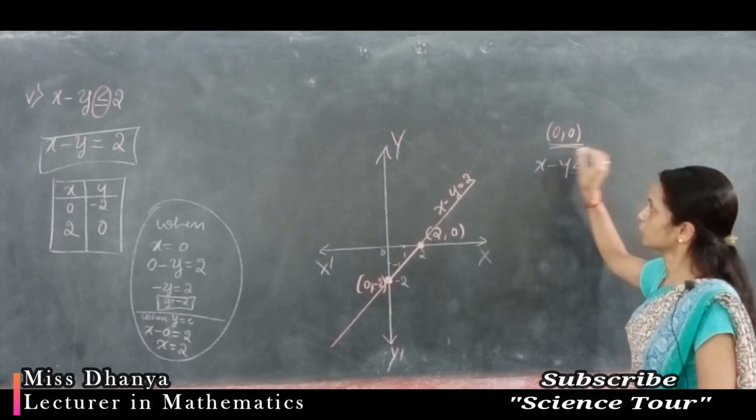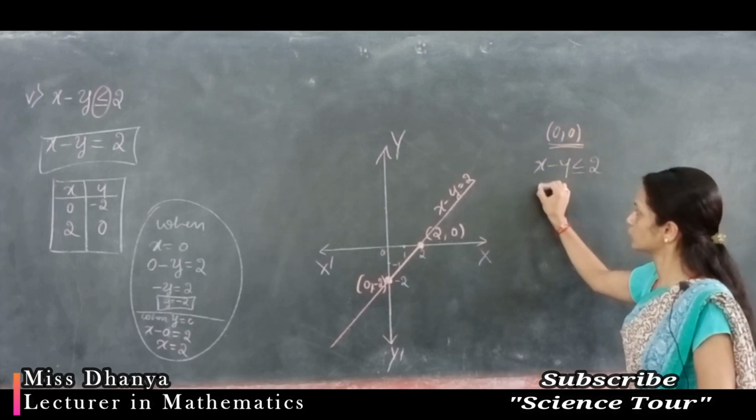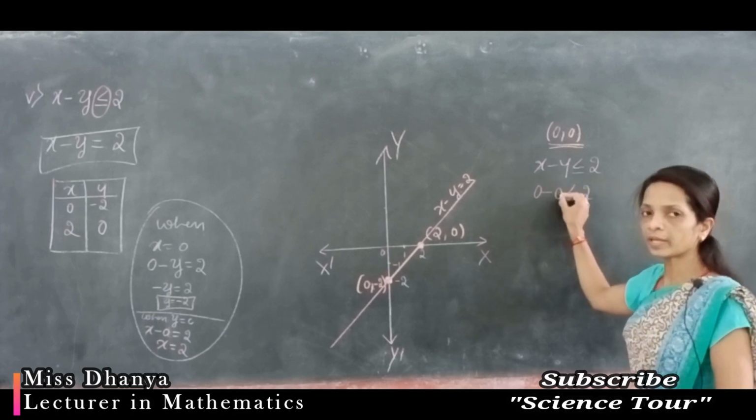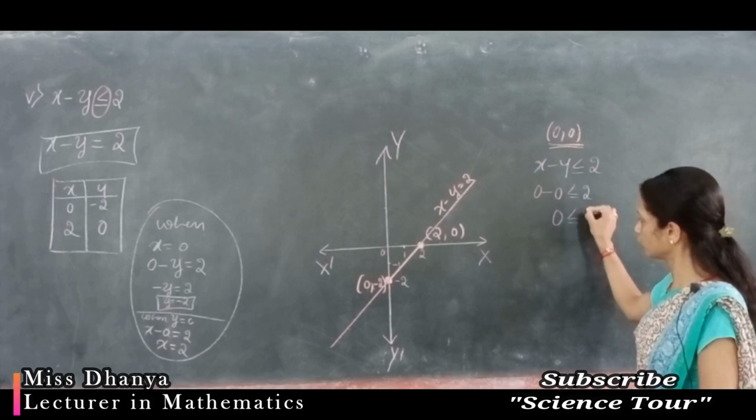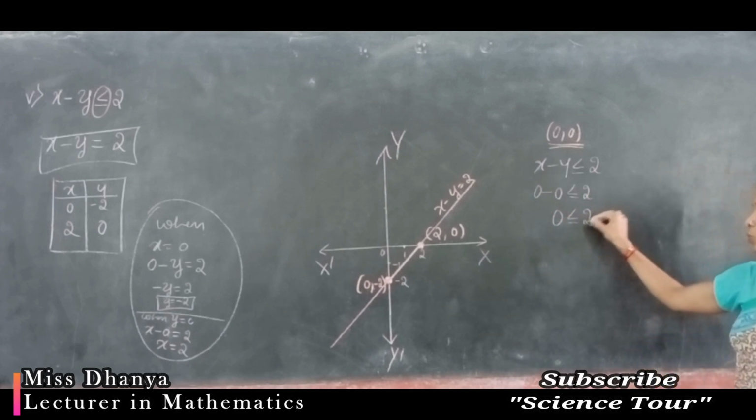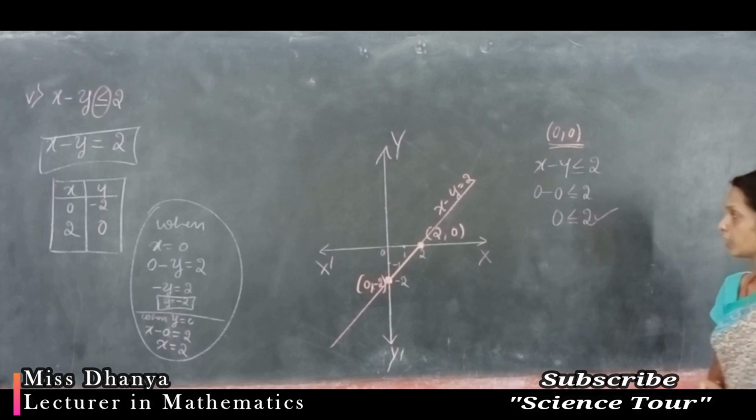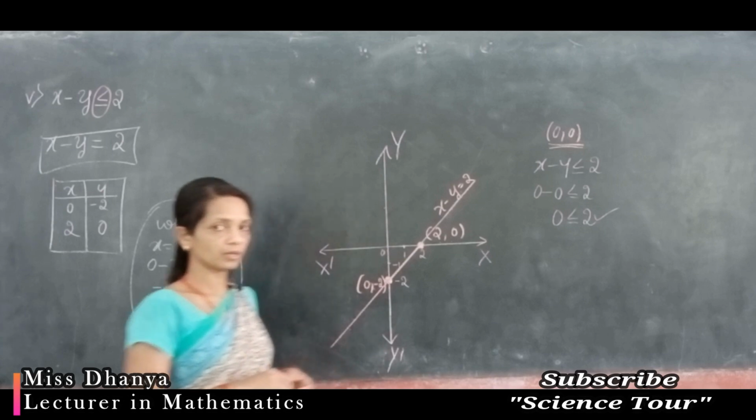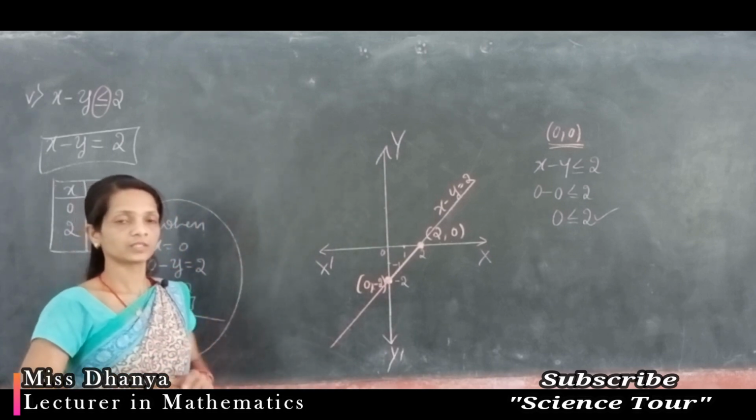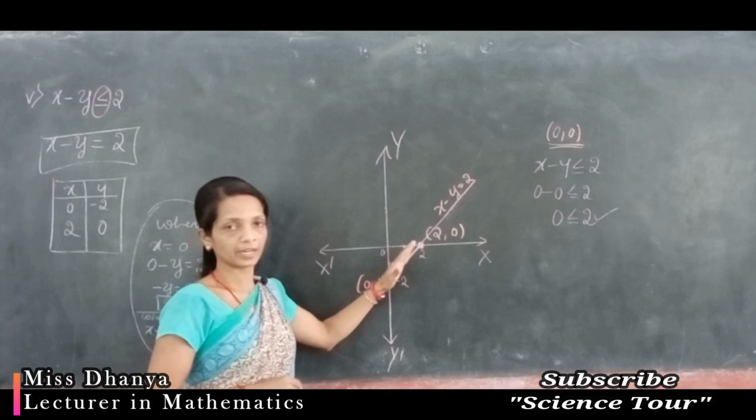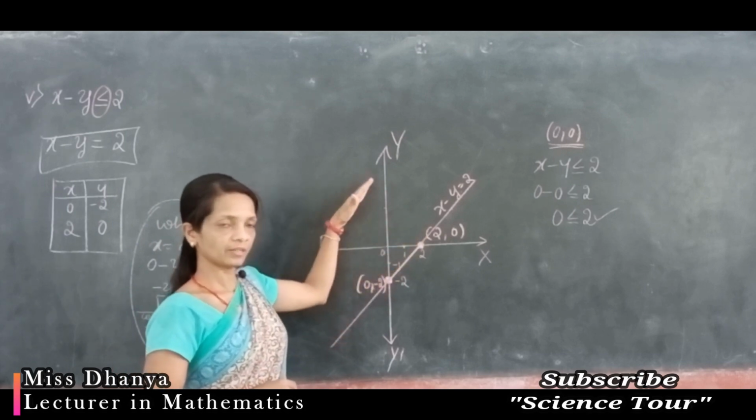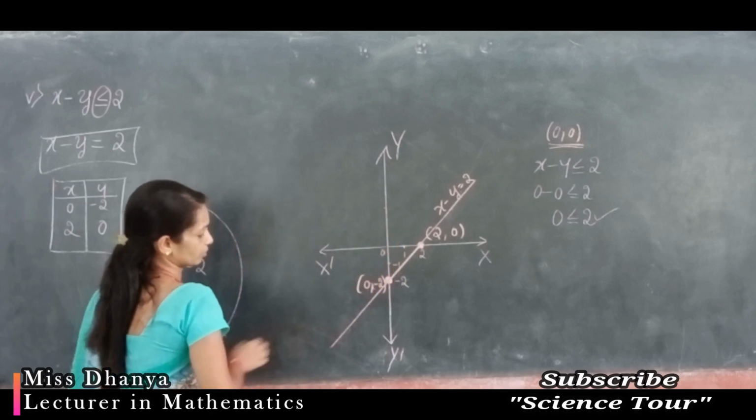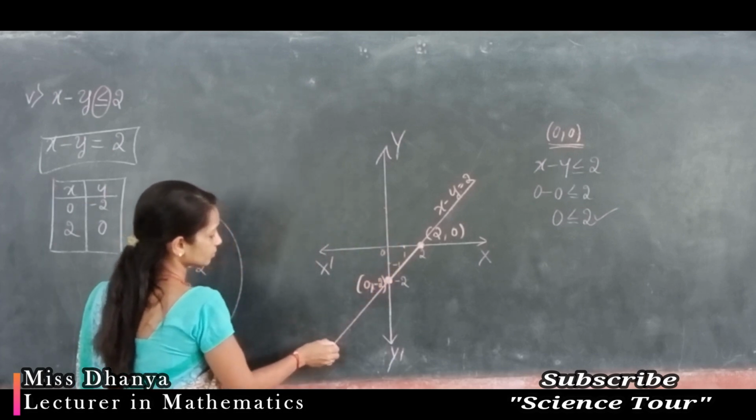So take 0, 0 as the checking point for the inequality x minus y less than or equal to 2. Put x equal to 0, y equal to 0. Then you get 0 minus 0 less than or equal to 2, that is 0 less than or equal to 2. You know that 0 is less than 2, so this is a correct inequality. If you get a correct inequality, you have to shade the half plane containing the checking point. Which half plane is containing the checking point? The upper half plane, the upper side, where you have the checking point 0, 0. So shade the upper half plane.